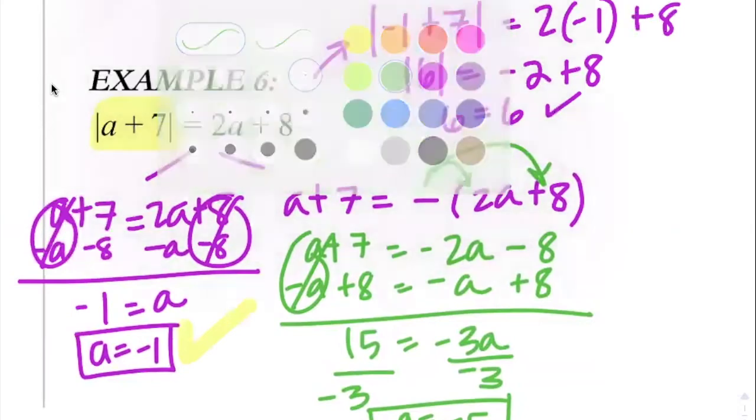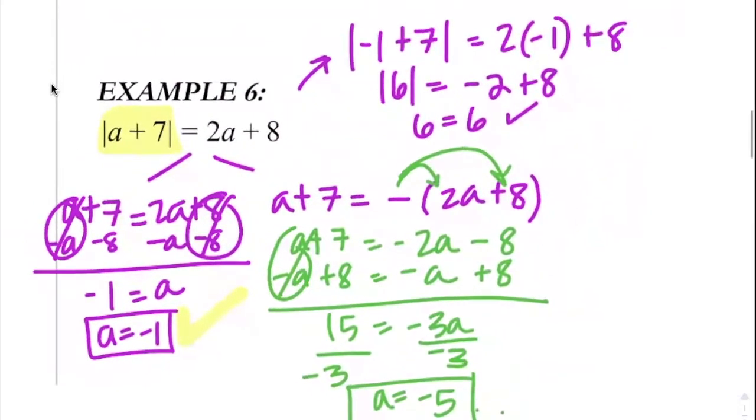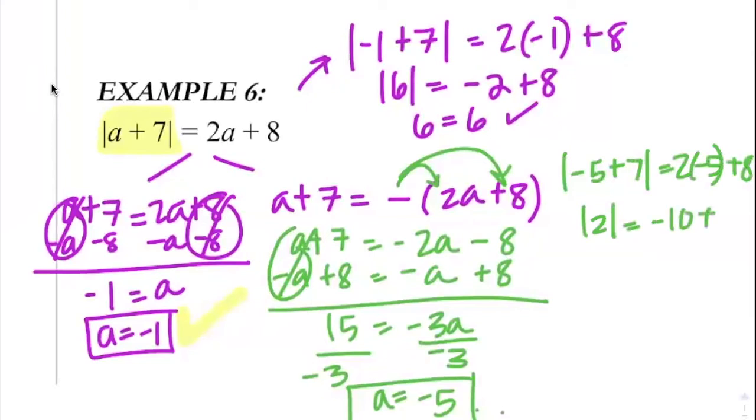Then we're going to plug in our -5. So I have the absolute value of -5 plus 7 equals 2 times -5 plus 8. So I have the absolute value of 2 on the left equals -10 plus 8. The absolute value of 2 is 2, and -10 plus 8 is -2. That does not work.